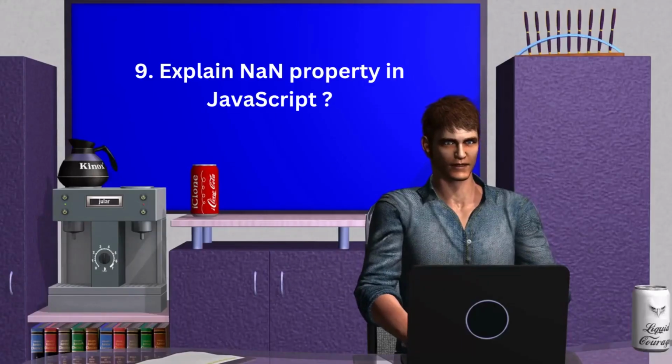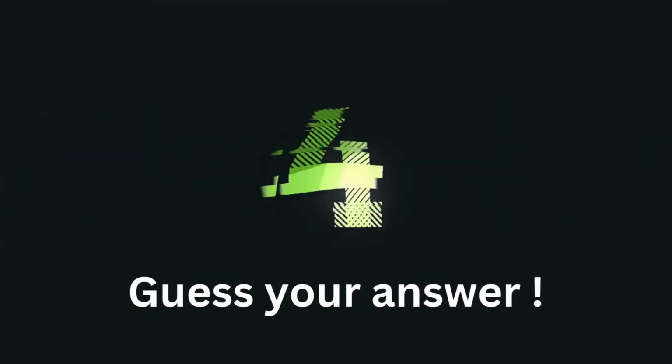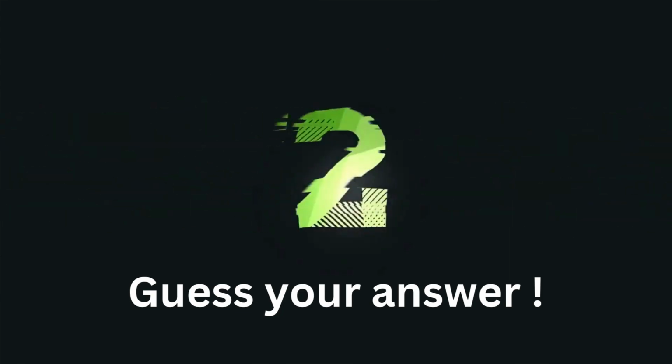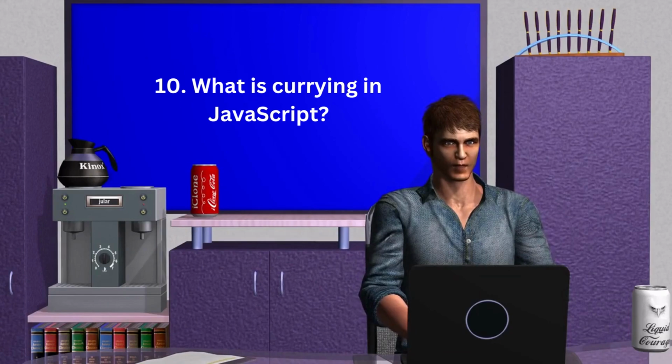9. Explain NaN property in JavaScript. The NaN property in JavaScript is the "not a number" value that is not a legal number. 10. What is currying in JavaScript?